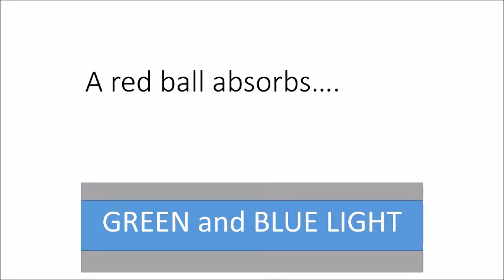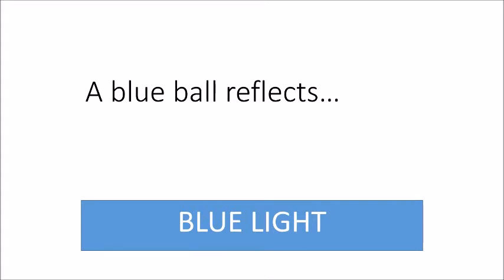If I'm going too quickly for you, make sure you are pausing the video so that you can get those answers written. Next one. A red ball absorbs what then? So it's reflected red light. So what light has it absorbed? Green and blue light. Well done if you wrote green and blue down. Next one. A blue ball reflects what color? Blue light. If you wrote blue light down, well done.